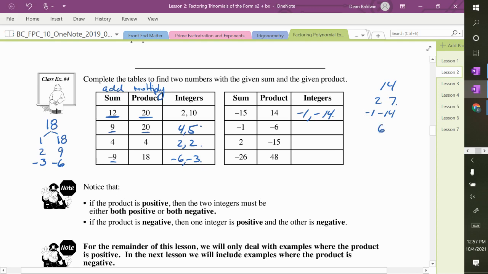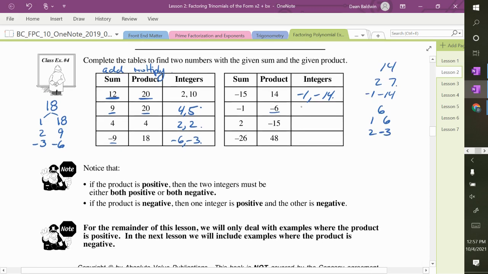So let's go here. 6. All right. What multiplies to 6? 1 and 6. Can I combine those to get negative 1? No. 2 and 3. Can I combine those to get negative 1? How? If the 3 is negative, 2 plus negative 3 gives you negative 1, and 2 times negative 3 gives you negative 6. Okay? So it would be 2 and negative 3.